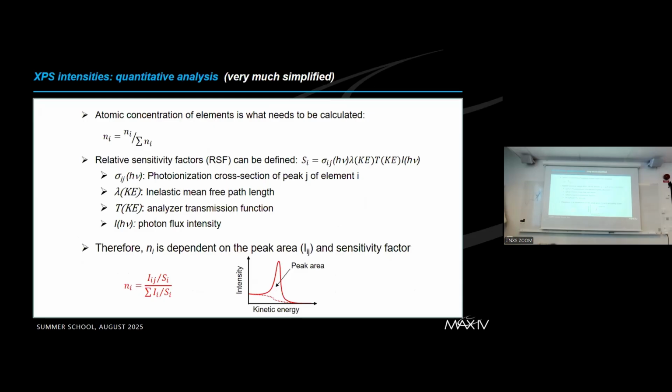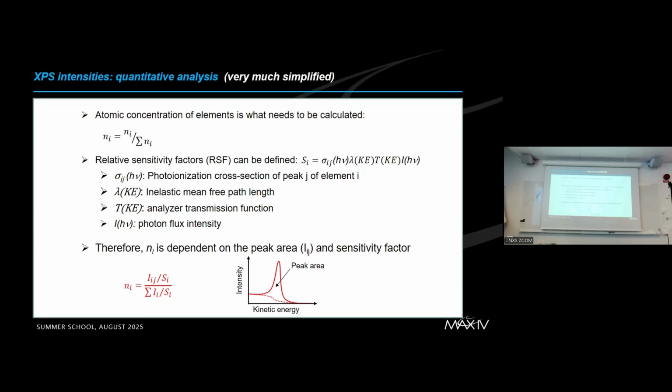Also, what can be learned from XPS is the quantitative analysis. And this is what we're interested in. We are interested in atomic concentrations of elements. For calculating the atomic concentrations, we first need to measure the peak area of a specific peak. And then we also have to have so-called relative sensitivity factors, which affect the intensities.